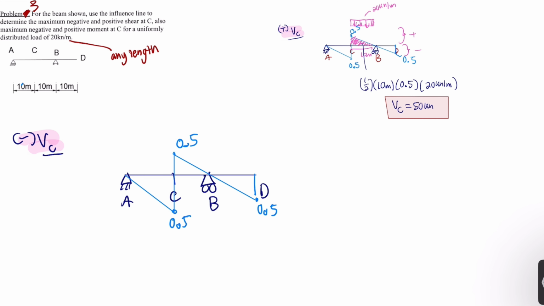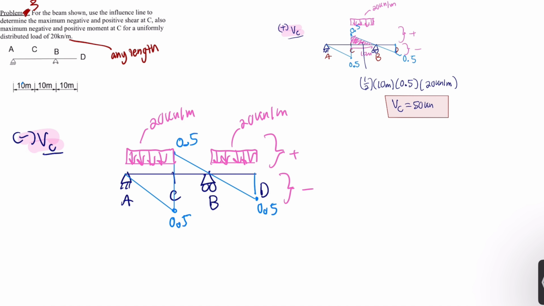So now we are told to calculate the maximum negative shear at C. So it's going to be the same thing. We know that this is the positive and this is the negative. So if we can be any length, we know that if we want to make it the maximum negative, we will draw the distributed load on top of each negative section, which will be in this part and in this part.